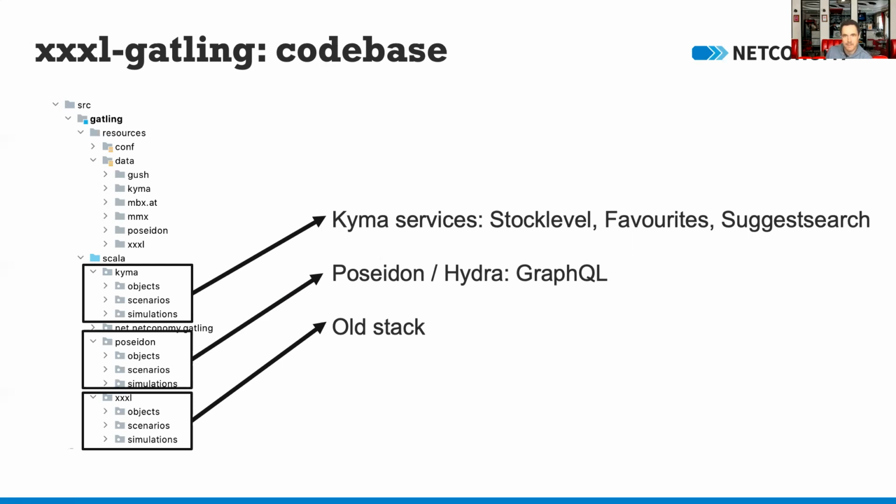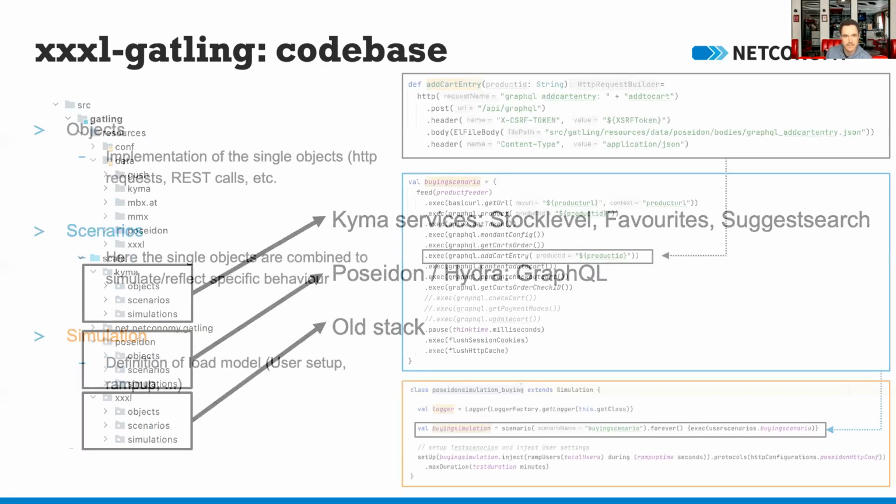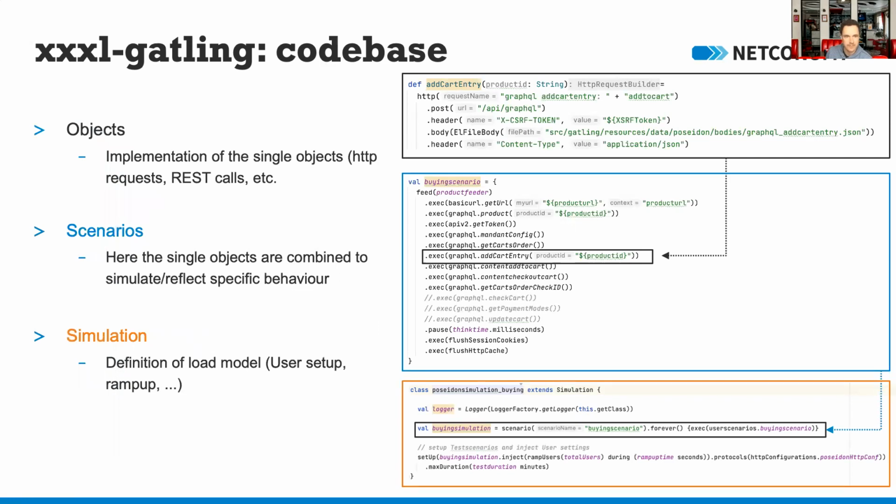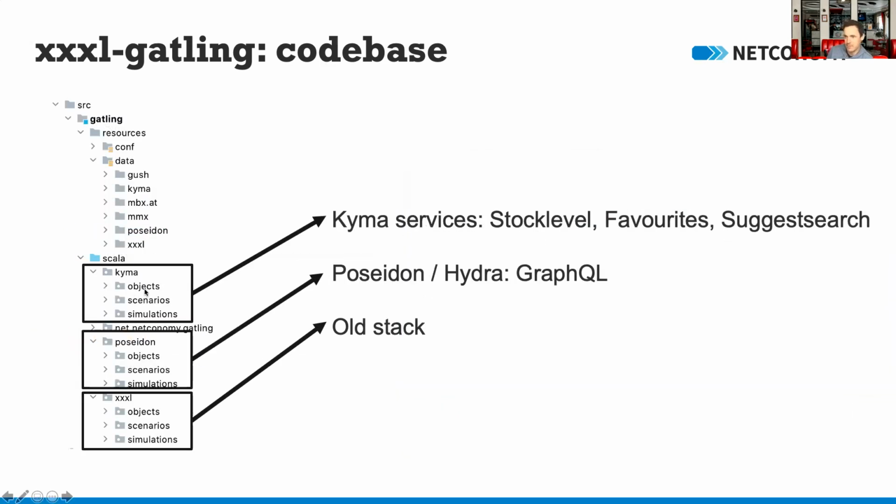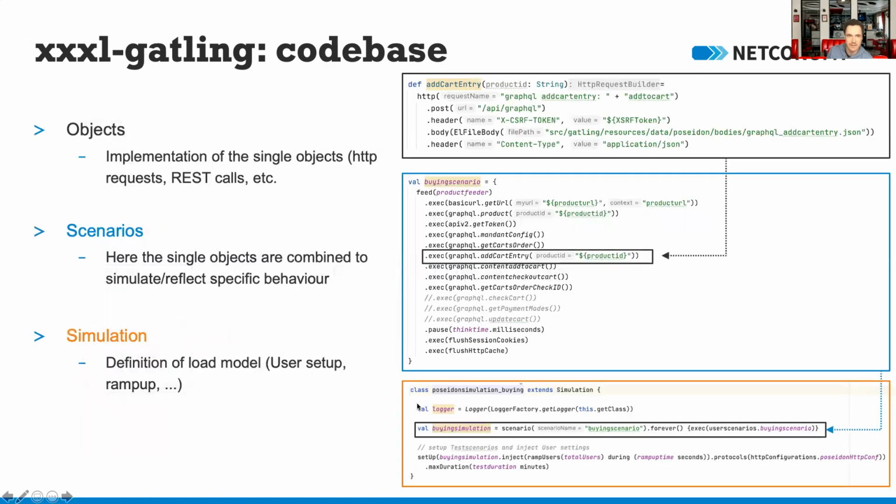Okay. Yeah, then I promised you some more details. Now we go more into the details: objects, scenarios, and simulations. That's how it can look like. Start with the objects. So you can find there for each object, like add the cart entry, I have as an example here. So that's how the Gatling DSL looks like.